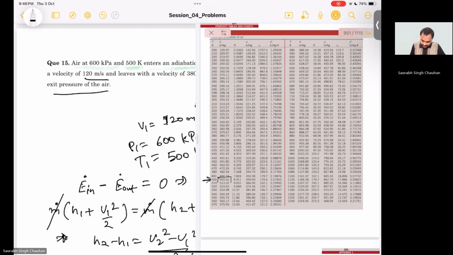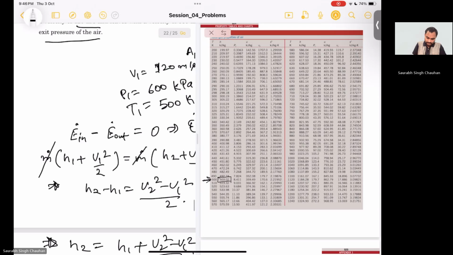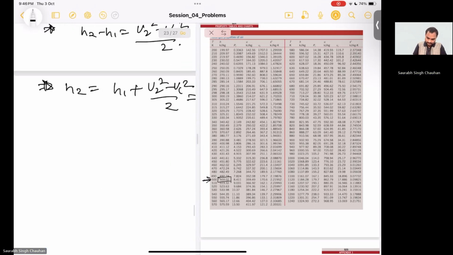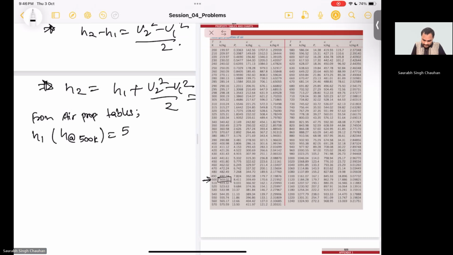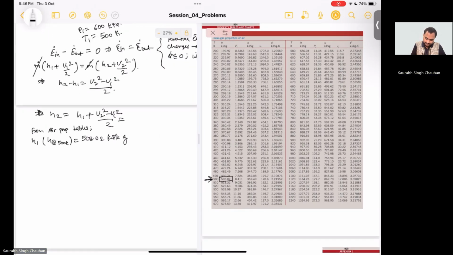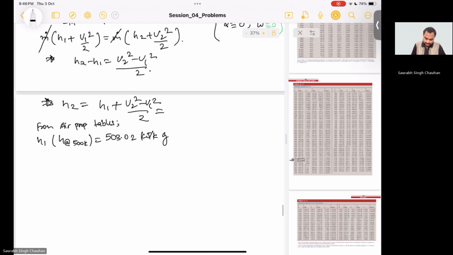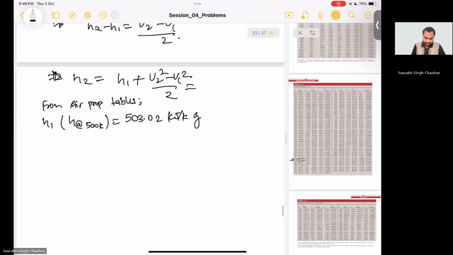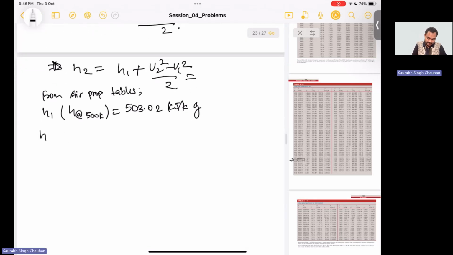Enthalpy is 502.02. Okay, from the air properties table we have H1, that is H at 500 Kelvin. This is 503.02 kilojoule per kg. Okay, so H1 we have. Now you can calculate H2.